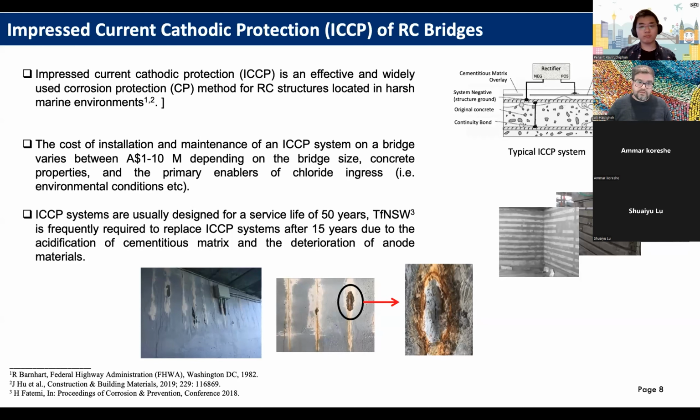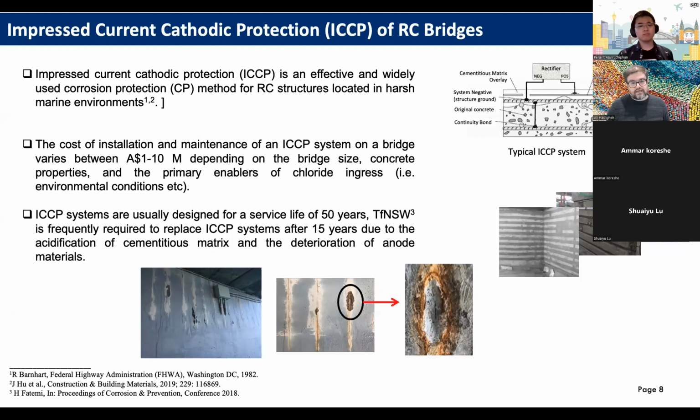ICCP systems are generally considered the best available cathodic protection method, but they have drawbacks: they are very expensive to install and also very expensive to maintain. If you look at the cost, for example, for Transport for New South Wales, we have around 40 bridges across New South Wales with these ICCP systems. Depending on the size of the bridge and the environment it is located in, each bridge may cost from 1 million to 10 million for the installation and maintenance of these ICCP systems.